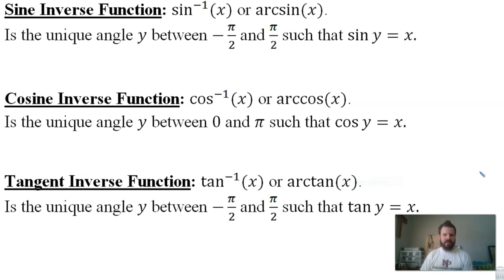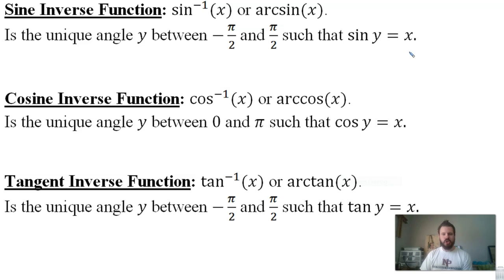So talking inverses, and here are the definitions for the three inverse trig functions we're going to use. Kind of looks like yuck, but let's go through these. So let's talk about sine inverse first. Sine inverse of x, or arc sine, is the unique angle y between negative pi over 2 and pi over 2, such that sine of y equals x.